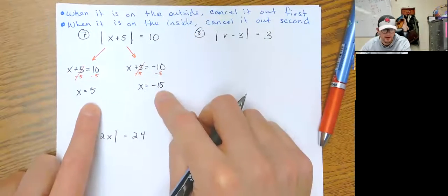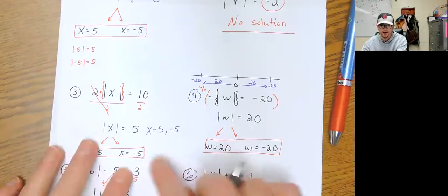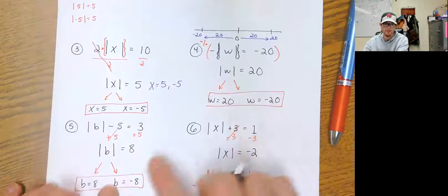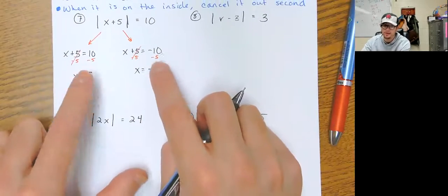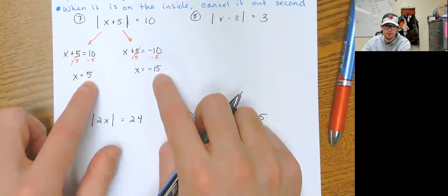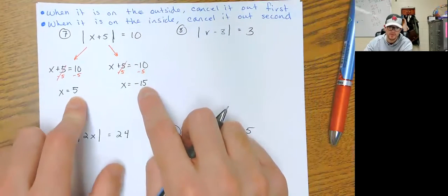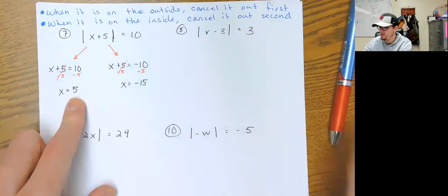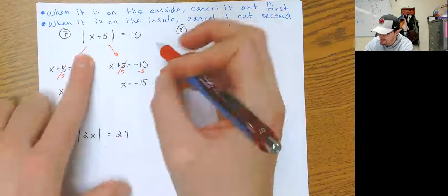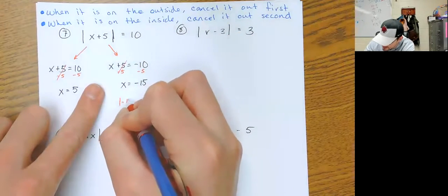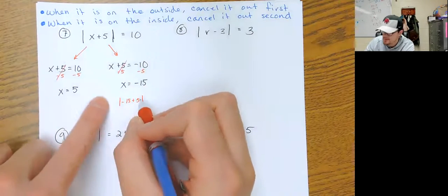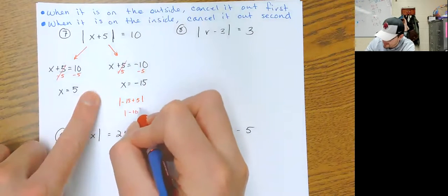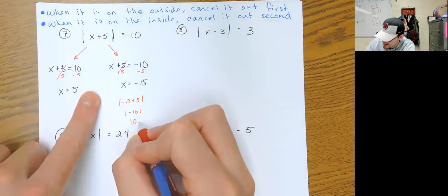So now they're not the same like over here where we had 5 and negative 5, or 20 and negative 20, or 8 and negative 8. Now we're getting two very different looking answers. However, they both work. If I plug in negative 15, the absolute value of negative 15 plus 5, negative 15 plus 5 is negative 10, and the absolute value of negative 10 is 10, right?